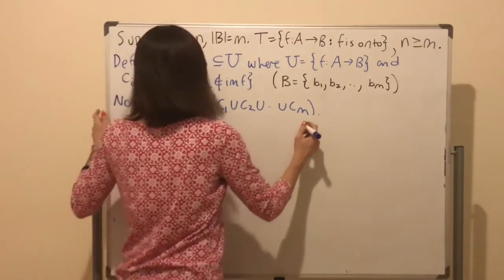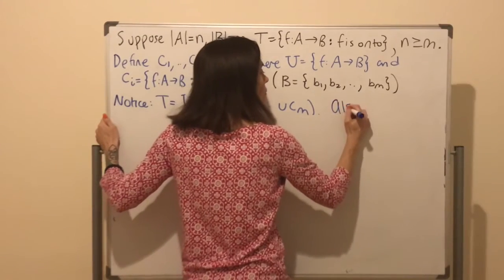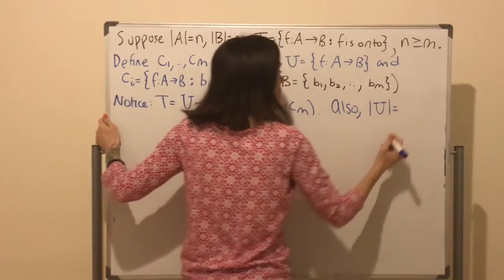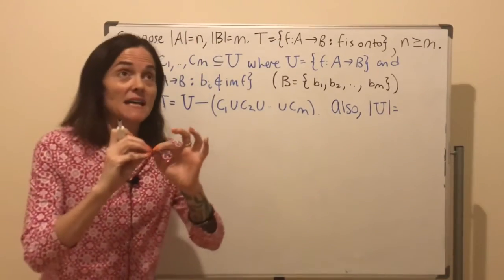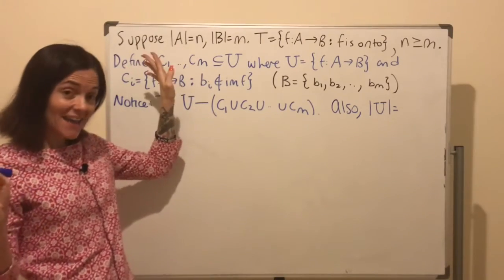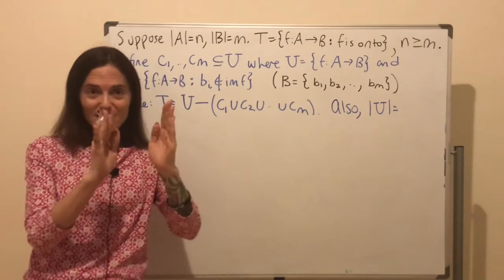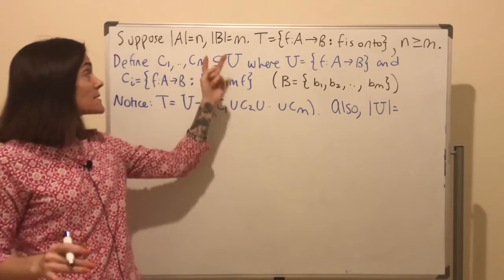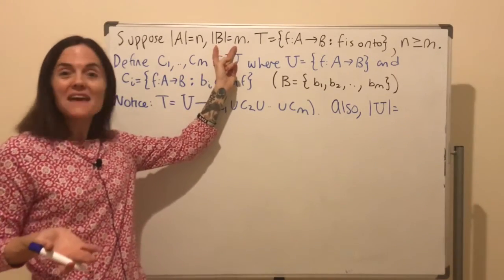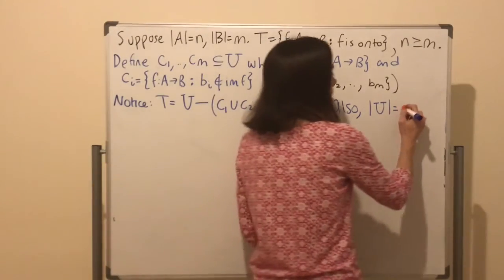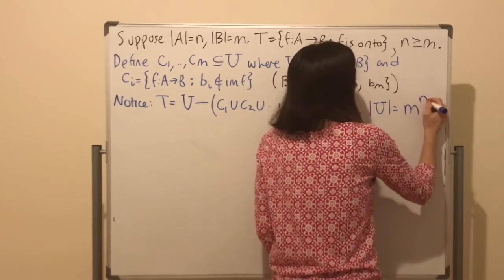Okay, also, I'll mention this now, the cardinality of U, we know. We can still think of it as a list of length n, f of a1, f of a2, f of a3, like this, where the elements this time, instead of coming from a 3-element set, they come from an m-element set. So this is m to the n.